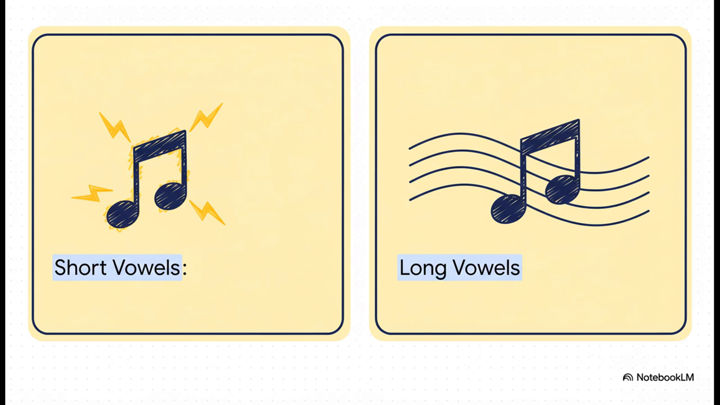We've got short vowels, which are pretty much what they sound like. They're quick, they're crisp. Think of them like a short, sharp little tap. But long vowels, they're totally different. They're stretched out, they're open, they have this kind of gliding, melodic feel. It's a difference you can actually feel when you say the words out loud.